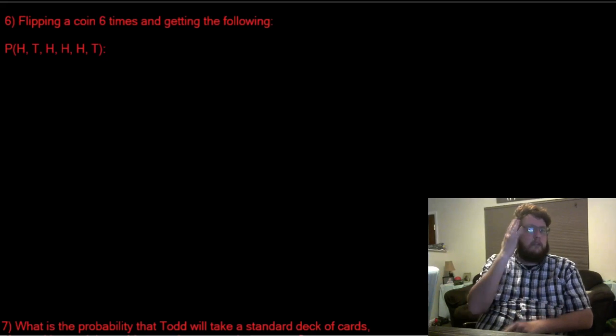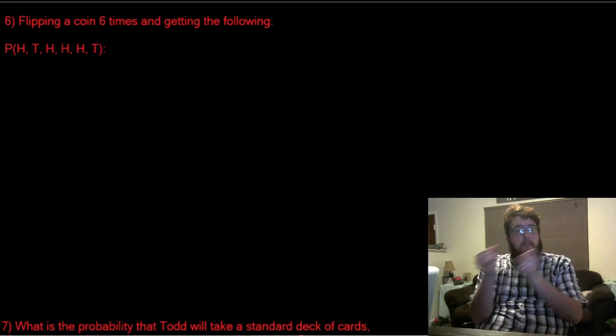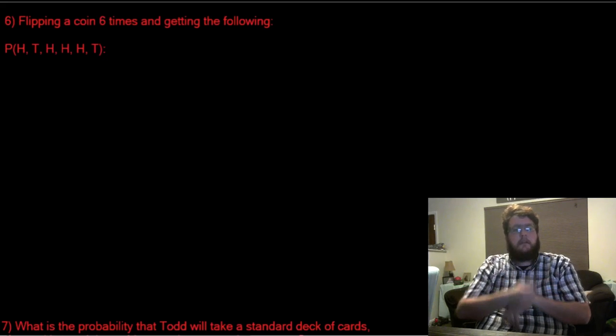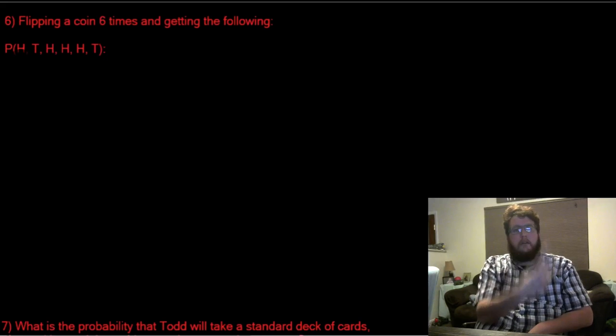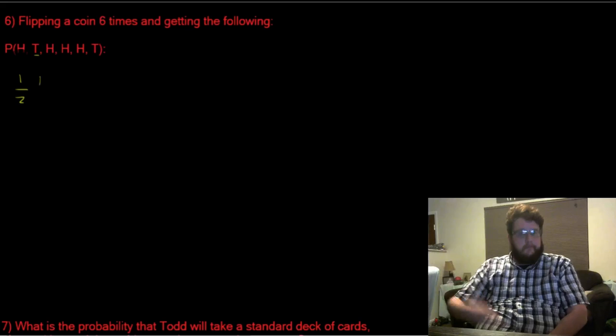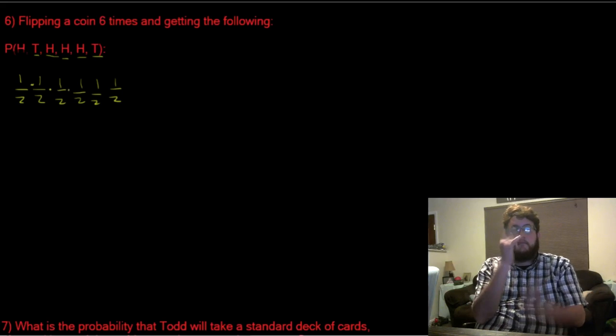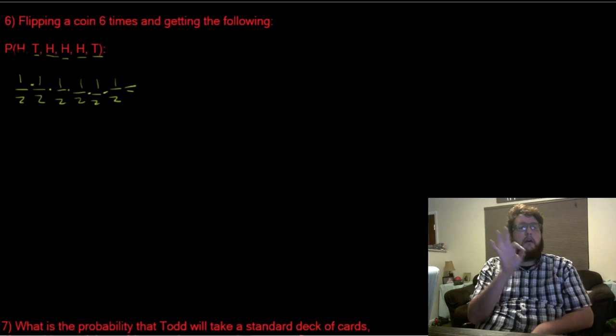So if we look at each one of these individually, the probability of flipping a heads is 1/2. And then the probability of flipping a tails is 1/2. And then heads is also 1/2. Heads is 1/2. Heads is 1/2. And tails is also 1/2. So we take all of these individual probabilities, and we know that according to the FCP, we can multiply all of these together.